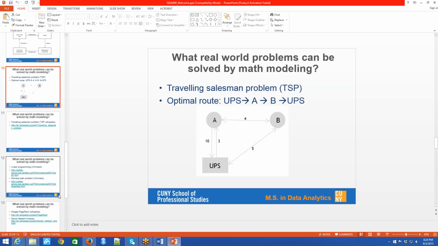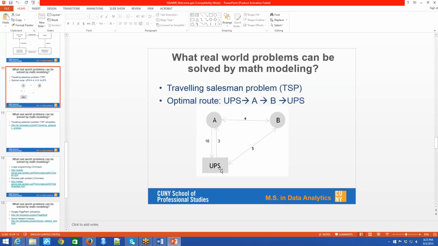And then if we use the traveling cost between different nodes, suppose that if you go to A, these 3 minutes would be the traveling cost from UPS to A. But on the other end, because of the traffic or something, from A to UPS it costs 10 minutes. So in this particular case, we can see apparently if we go to A first and then go to B and come back to UPS, it's less time. In other words, it's more efficient, right?